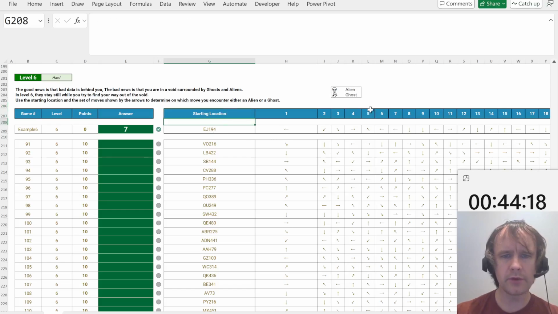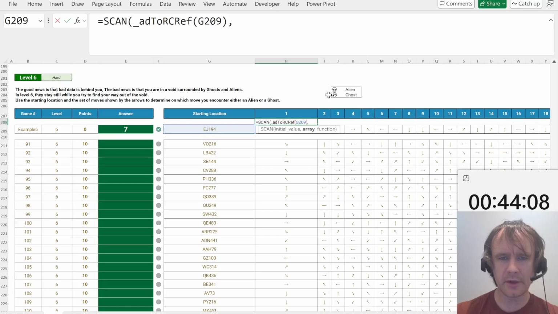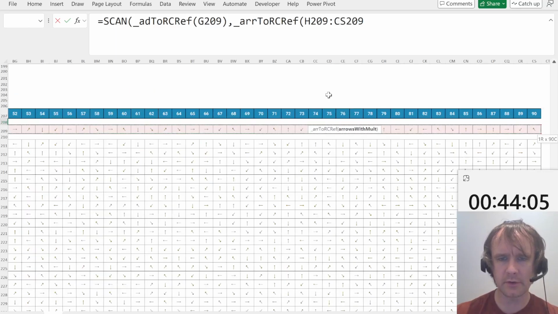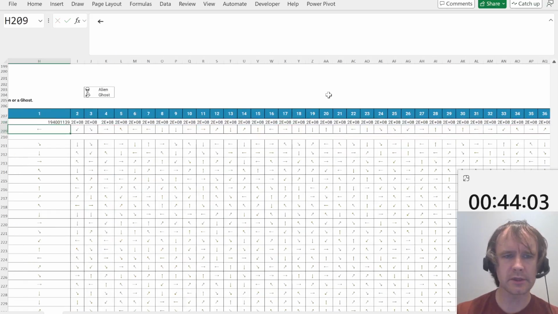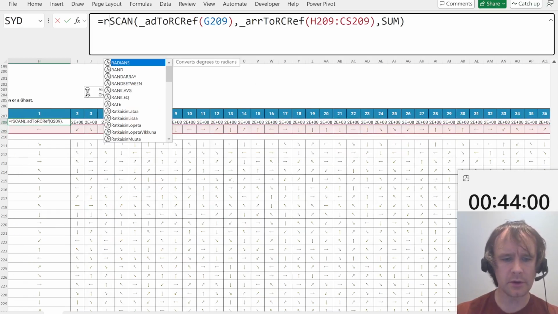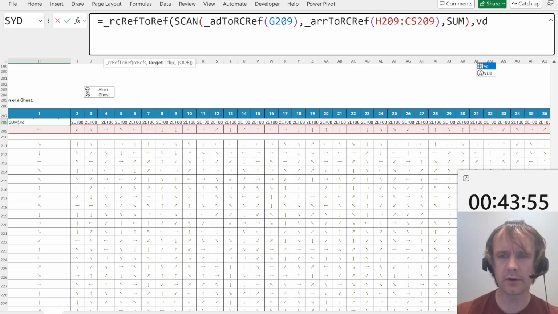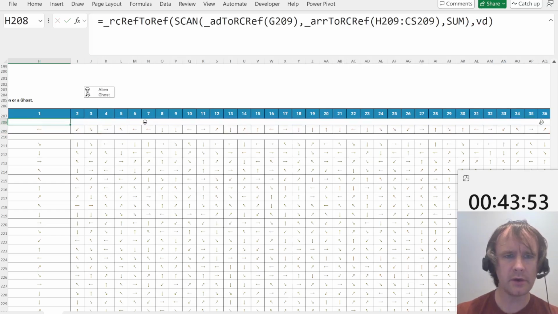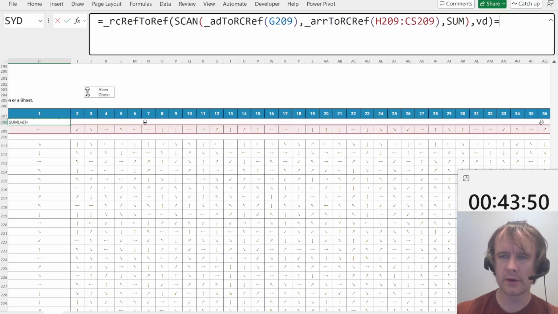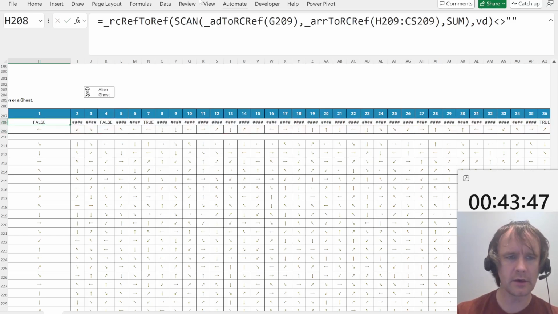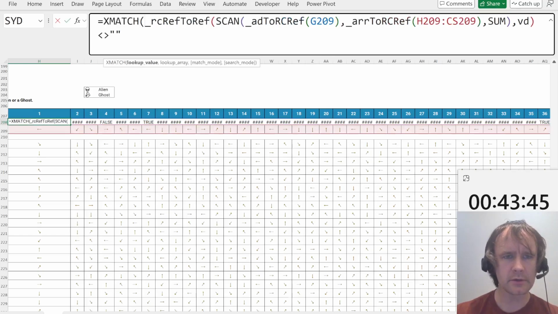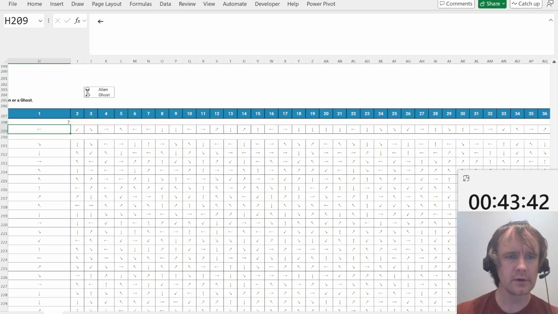So we want to move along and determine when we first encounter an alien or ghost. So that should be first. I want to scan starting from add to RC_ref of that, and my array is going to be R2 RC_ref of all these, and I just want to sum as I go along. Then I want to RC_ref to ref of all of those on, I think I named it VD, yes. Okay, and then I want that not equal to blank, and I want to XMATCH true against that.